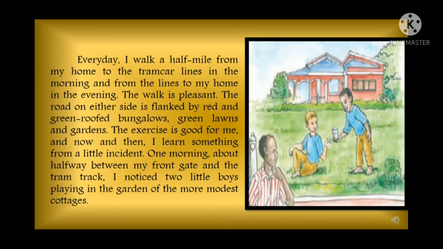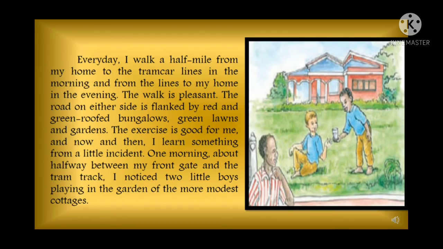Now let us enter into the lesson, part 1 of the lesson. Every day I walk a half mile from my home to the tram car lines in the morning and from the lines to my home in the evening. So every day the man used to walk. The walk is pleasant for him. The road on either side is flanked by red and green roofed bungalows, green lawns, and gardens. The exercise is good for him, and now and then he learns something from a little incident.